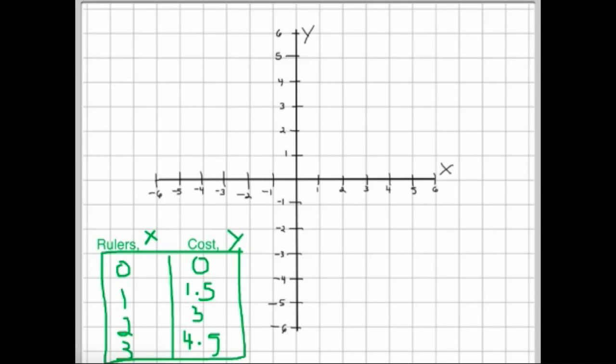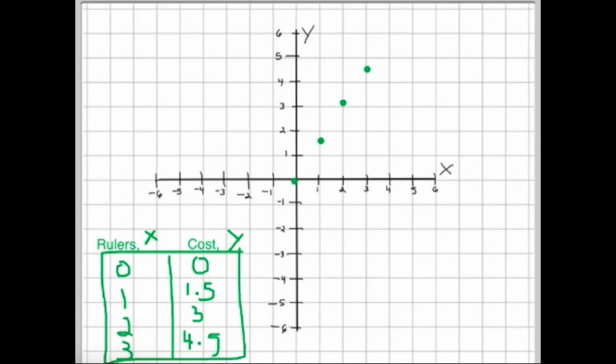So let's take a look. X is 0, y is 0. We'll put that right here. We'll plot that, and if we have x is 1 and y is 1.5, we'll go ahead and plot that next. And then we'll have x is 2, y is 3, and we'll plot that right here. And then x is 3 and y is 4.5. Let me redo that. And you will notice this, if you would put a line through it, you could graph the line.